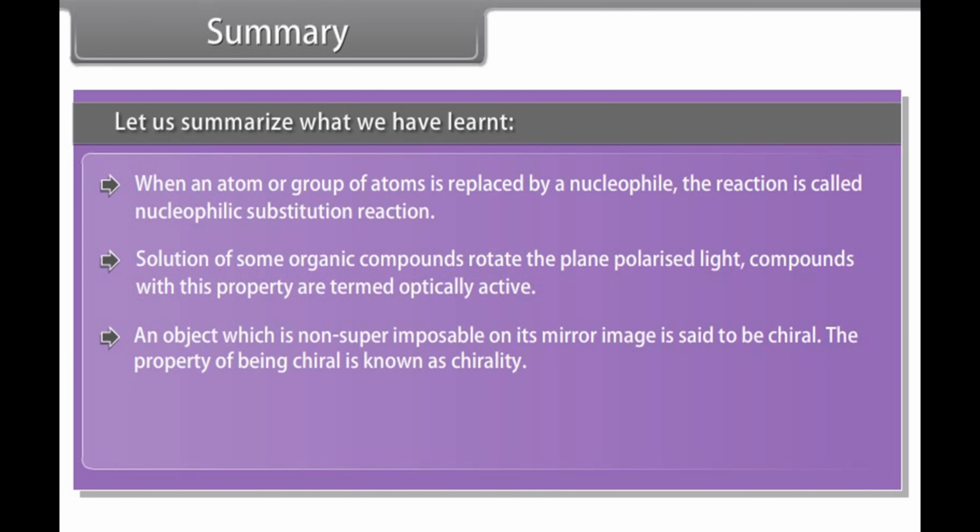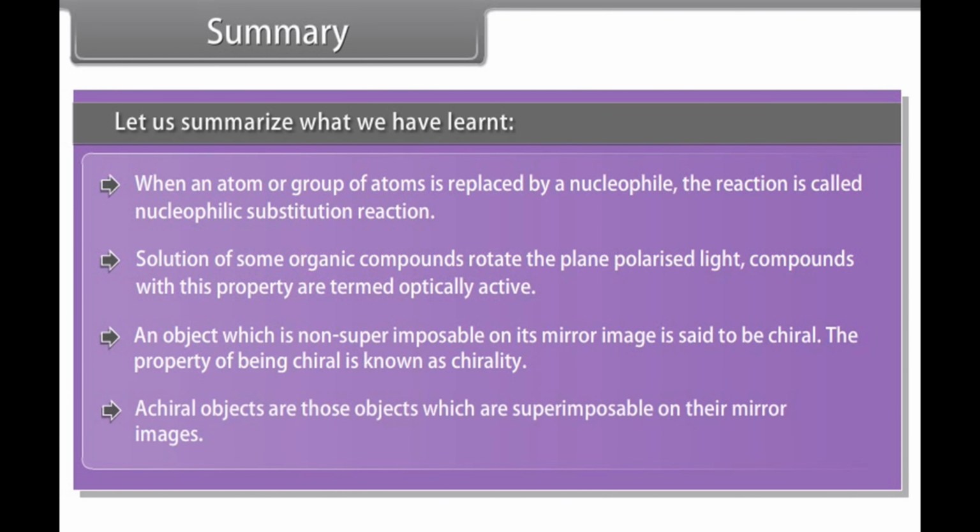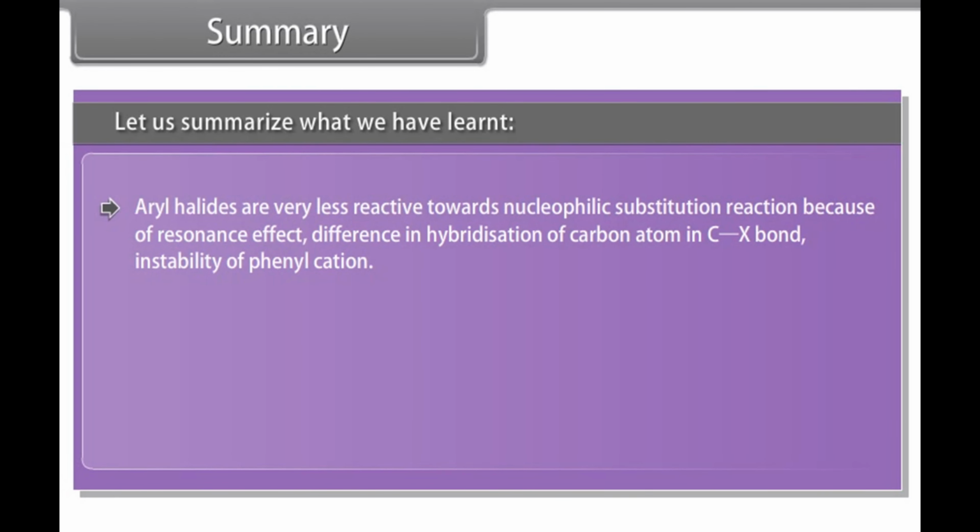An object which is non-superimposable on its mirror image is said to be chiral. The property of being chiral is known as chirality. Achiral objects are those objects which are superimposable on their mirror images. Aryl halides are much less reactive towards nucleophilic substitution reaction because of resonance effect, difference in hybridization of carbon atom in the C-X bond, and instability of phenyl cation.